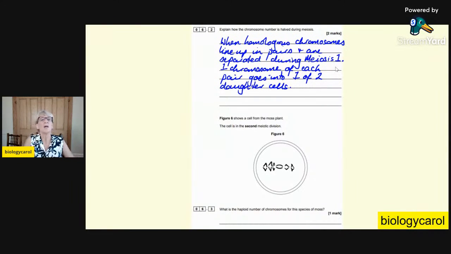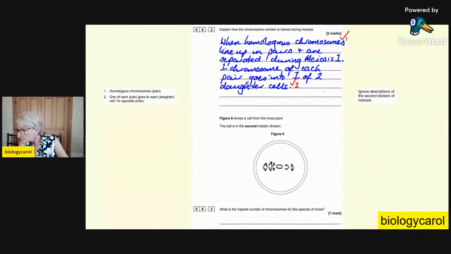Independent assortment goes on, but that is irrelevant to this question, so I'm not even going to talk about it. They've just asked me how the number halves, not anything to do with variety, so I'm not going to go off on one about that. And each one goes into the daughter cells. And gloriously, that is actually the answer. So that's good.